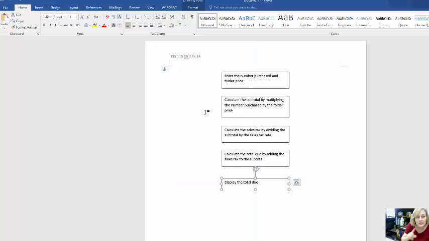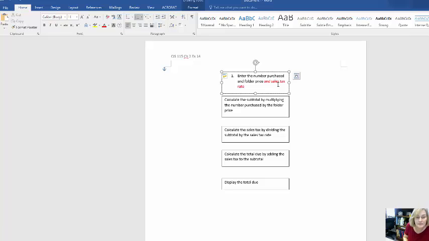First step, algorithm step 1, right here. Enter the number purchased and folder price. So I'm going to come over here. I'm going to put a 1 in this time because we may need to reference that. Enter the number purchased and the folder price. Does that seem correct so far? But what's missing? They did not enter the sales tax rate. So I'm going to come over here. I'm going to write in a different color so you'll know that this is incorrect. And sales tax rate. Okay? So I was missing entering something, right?